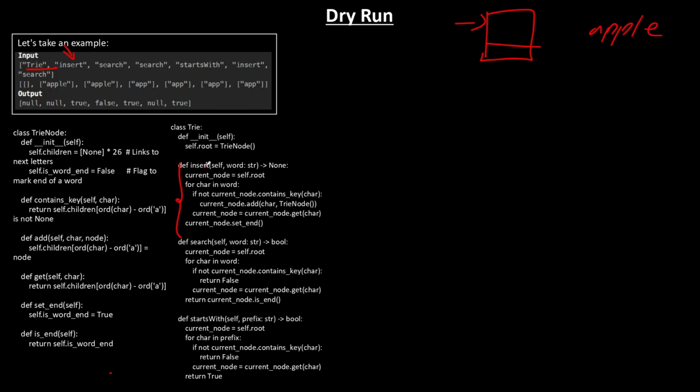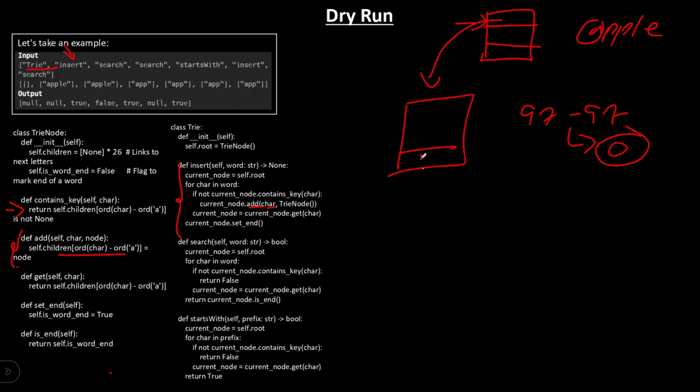Apple. So if not current node contains the key, we pass this A, and we look at the contains key function. In our list, we are passing 97 minus 97, which gives 0. So at the 0th index in the list, do we have A? No, we don't have anything, right? So it will return true. We don't have it, so we will call the add function and pass the A again here. In this position, a reference is created with a new node, with false.